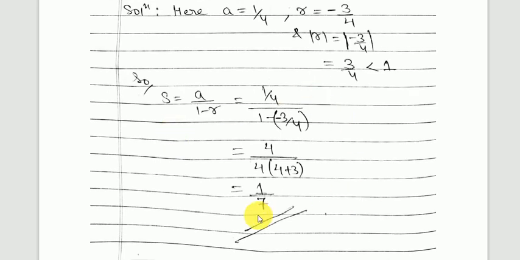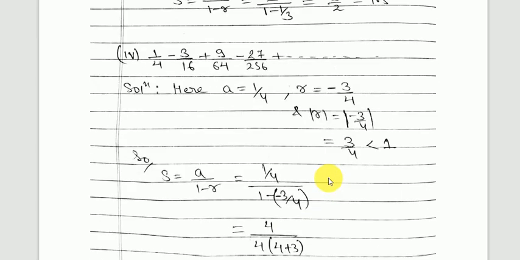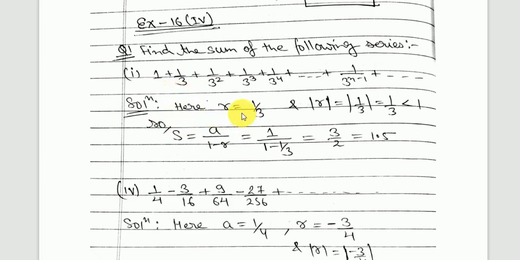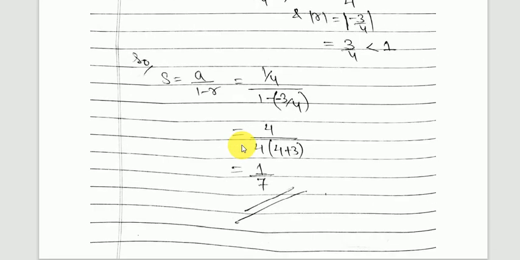So if you get any question of this type, you have to check whether the absolute value of the common ratio is less than 1 or not. Then you can straight away use this formula. So this is all for this chapter, and this chapter gets over here.